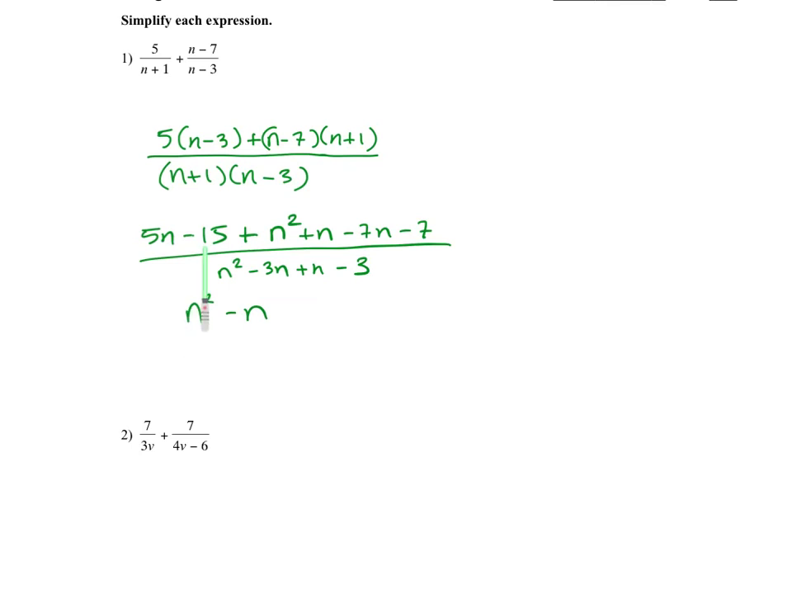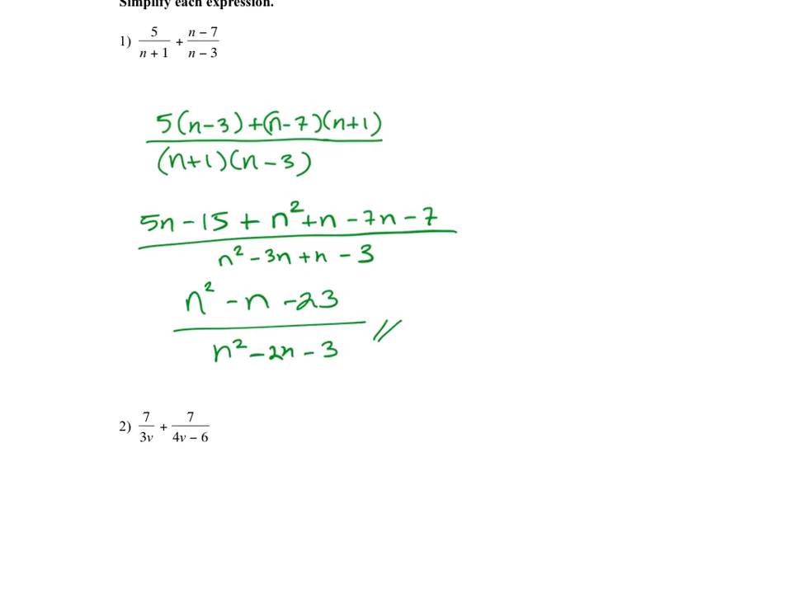Then I have negative 15 minus 7, so that's negative 23, divided by n squared minus 2n minus 3. And that's my simplification of that expression.